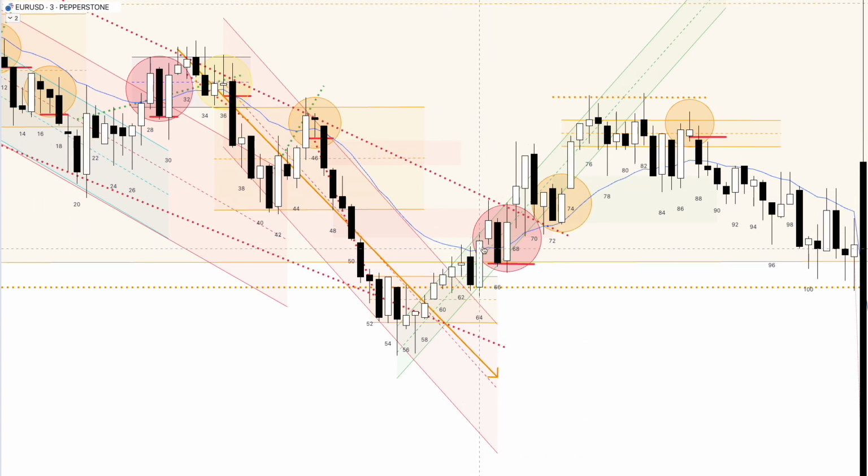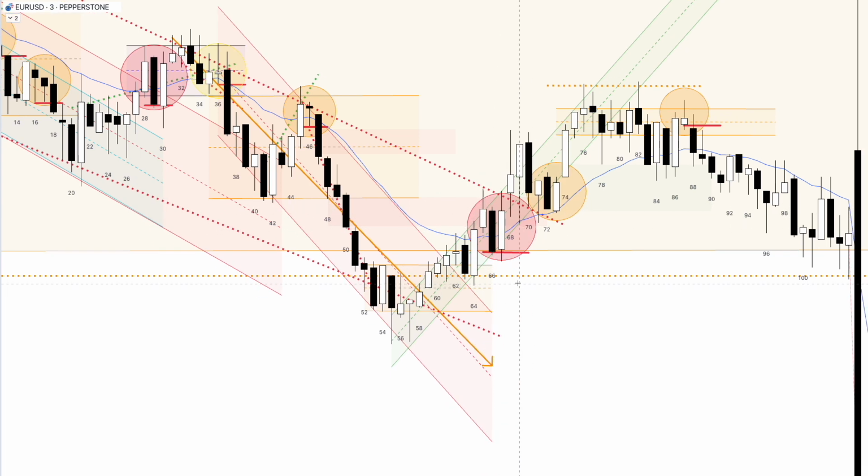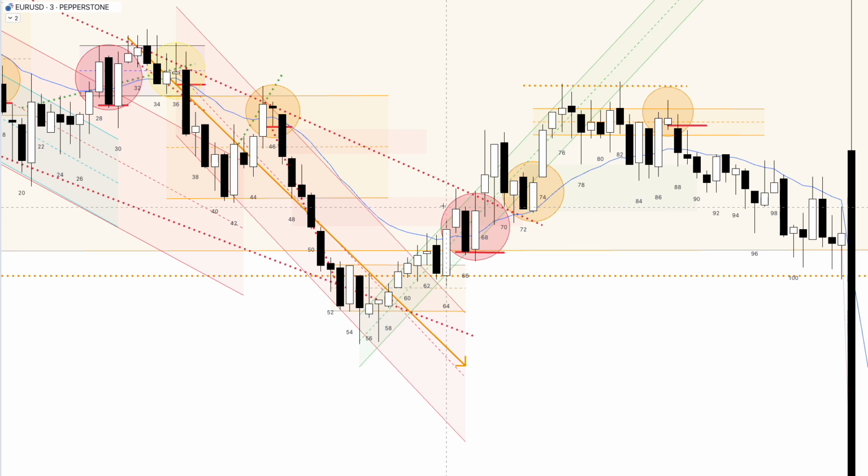And then we head up, and then it gives you another entry here. That does look like a good entry. It's giving me a good rejection off there. There's a failure there. But again, if you drop in your limit order too early, it's going to get you.